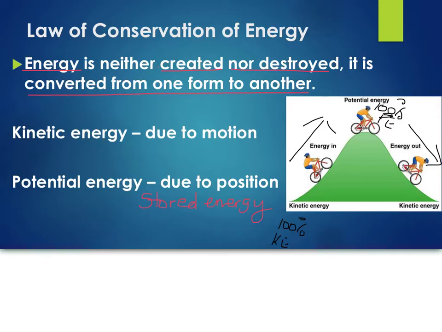So he goes from 100% kinetic energy at the bottom to 100% potential energy at the top, and 100% kinetic energy at the bottom again, because energy is being transferred from one form to another. So we're going from kinetic, which decreases as he goes up until it reaches 0 at this point, and as he comes back down, potential decreases and kinetic increases until kinetic comes back to 100% at the bottom.